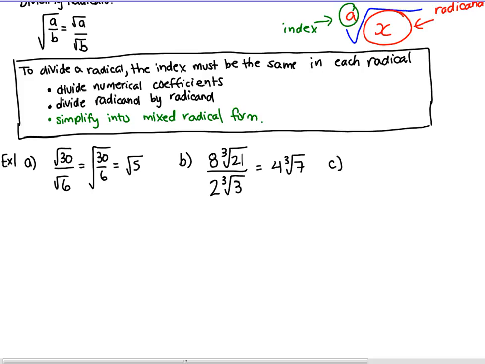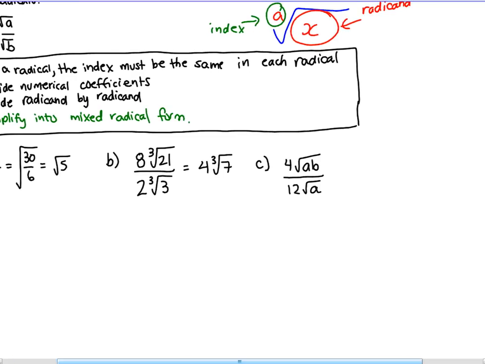Let's try this one. 4 root ab divided by 12 root a. Now, 12 won't go into 4, but can it be reduced? Can we reduce 4 over 12? Yeah, to 1 over 3. We can divide both of those by 4. When you divide root ab by root a, what cancels out? The a's are going to be gone. So on the numerator, we're left with 1 root b, you don't have to write the 1, divided by just 3. The root a is gone. Okay.